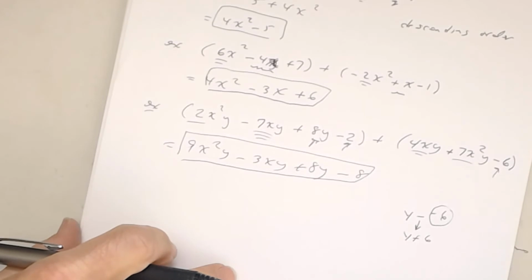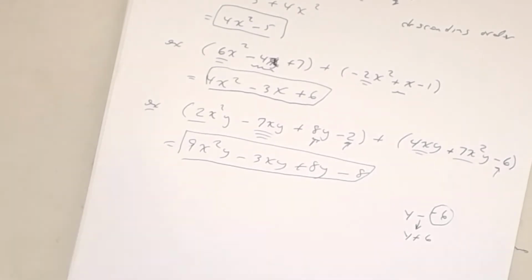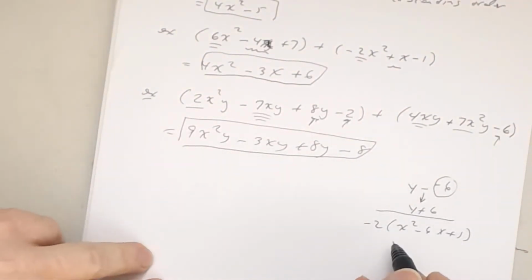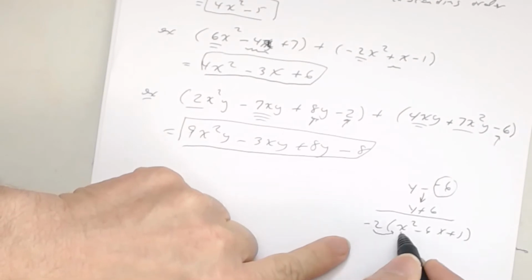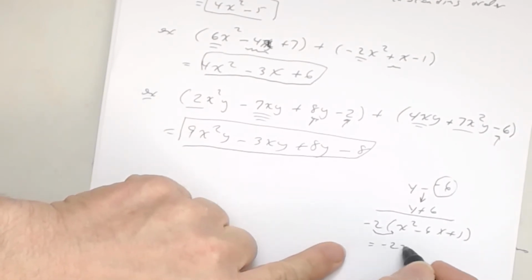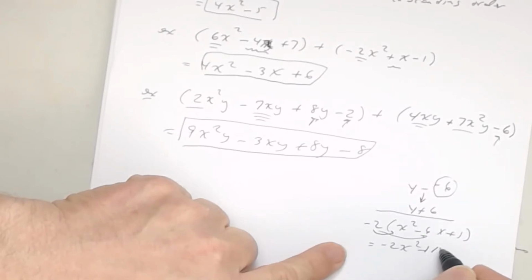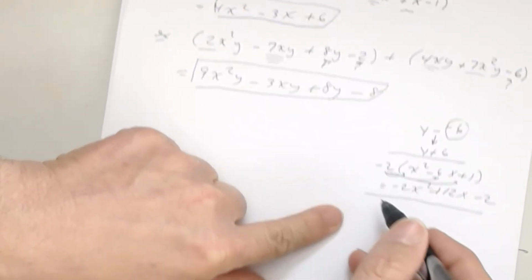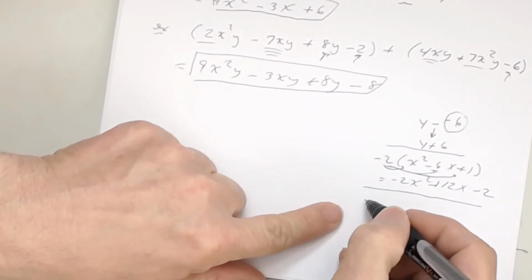You also remember something from test 1 probably. How would you handle this? A negative 2 times x squared minus 6x plus 1. How would you handle that? Use the distributive property. So what's negative 2 times x squared? What's a negative 2 times a negative 6x? Positive 12x. And what's a negative 2 times a positive 1? Negative 2. You also learned this in a previous lesson.